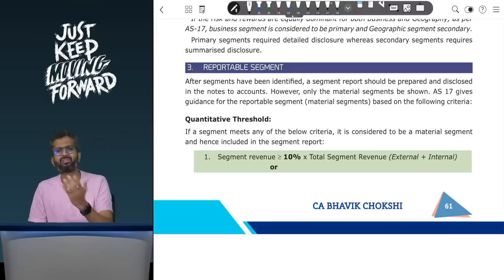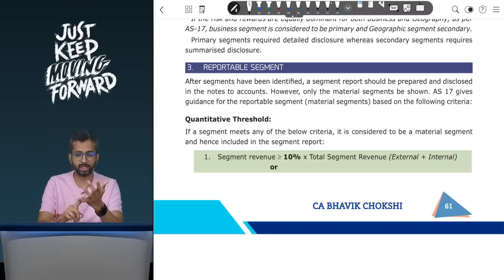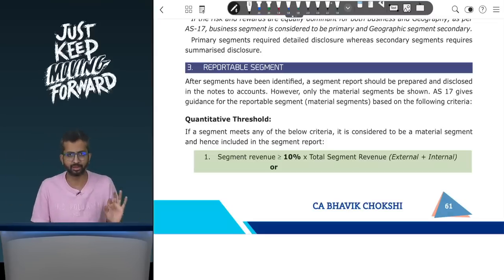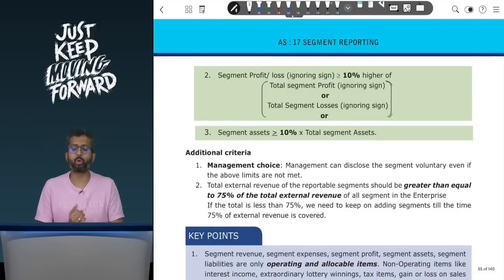Now segment assets is simple: only those assets which are operating in nature, like debtors, like inventories, like fixed assets, they are operating in nature. Non-operating items like investments or deferred or current tax assets will not be a part of segment assets. Segment profit, how do you calculate it? Well, segment revenue minus allocable segment expenses.